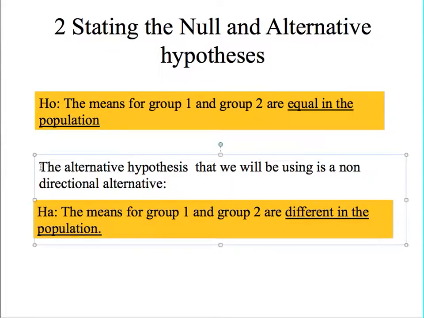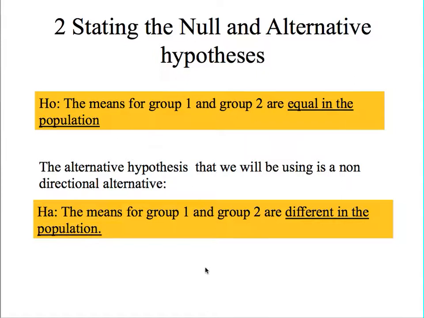The alternative hypothesis that we'll be using is a non-directional alternative. This means that we're just going to have one alternative, that the means for group 1 and group 2 are different in the population. So the null is that the means for group 1 and group 2 are equal, and the alternative is that the means are different or not equal in the population. So if we reject the null, we accept the alternative, that they are different.